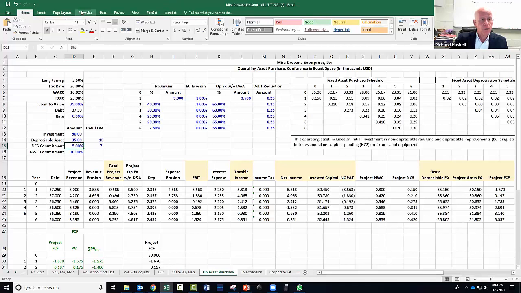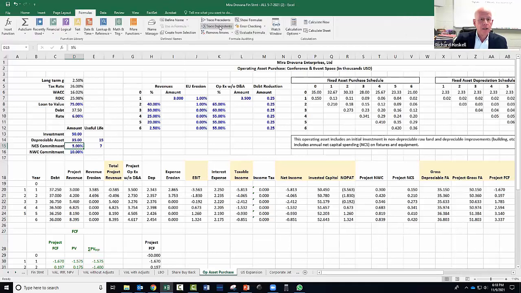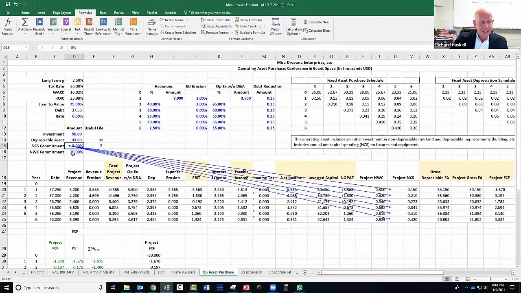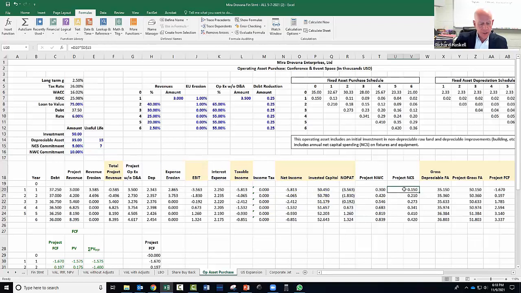Well, remember that I can go to the formulas tab, I can go to trace dependents, and I see that I've got 5% project net capital spending for each of the years of my forecast. Let me get rid of those arrows, they are a little bit distracting. Let's go over here and see 5% of what, and what I have is 5% of the revenue.